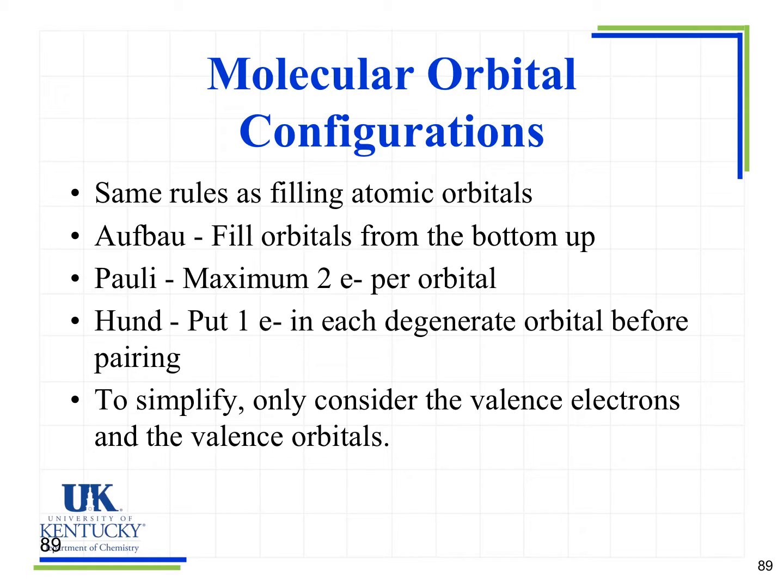So we had the Aufbau principle: we fill from the bottom up, and we continue filling as we add more electrons. Pauli exclusion principle, still a maximum of 2 electrons per orbital. Hund's rule, which is our cookie sharing rule: everybody gets 1 before anybody gets 2 in our degenerate orbitals.